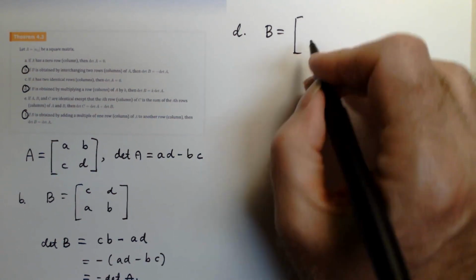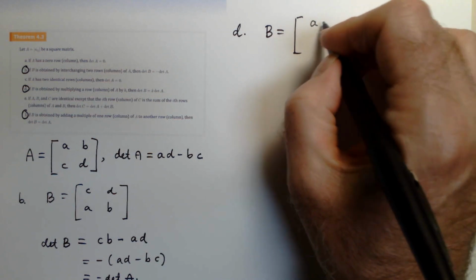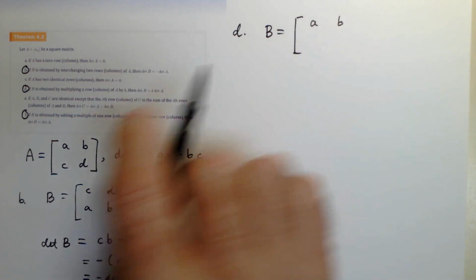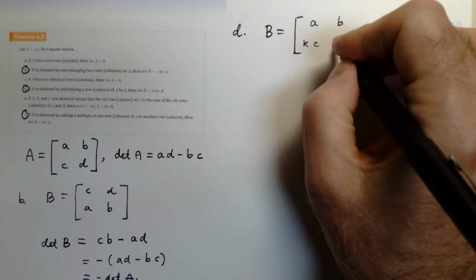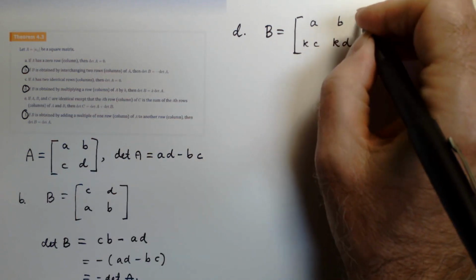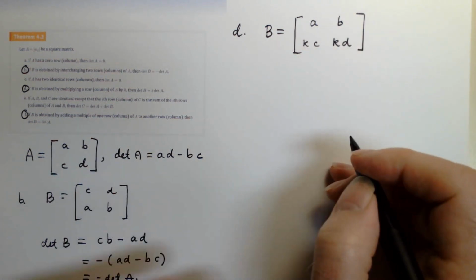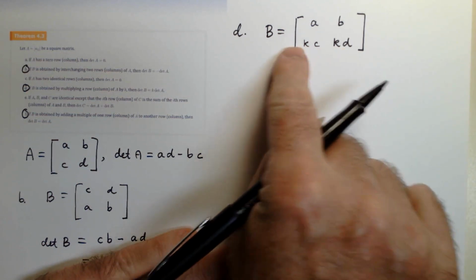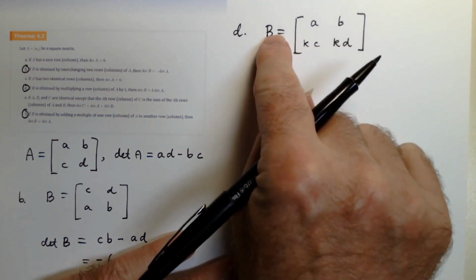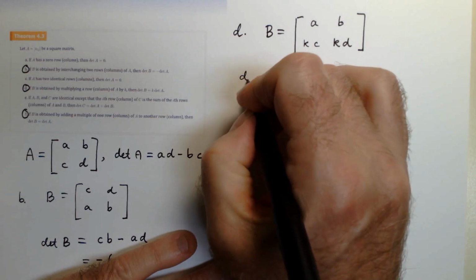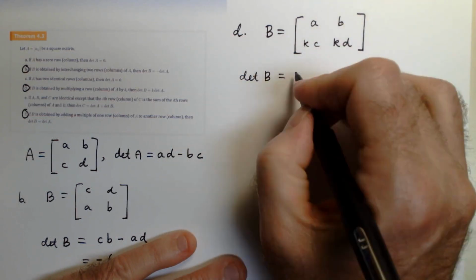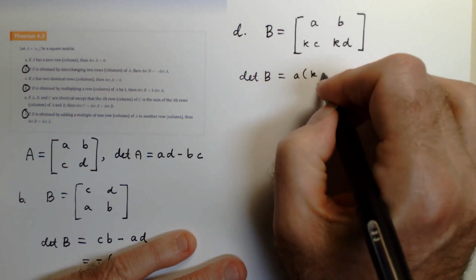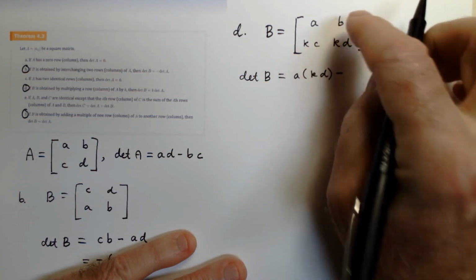So we'll have, for our entries, A, B, and k times C and k times D. That's our matrix B. We've altered the matrix A by multiplying row 2 by k. Now the determinant of B is going to be A times kD minus kC times B.